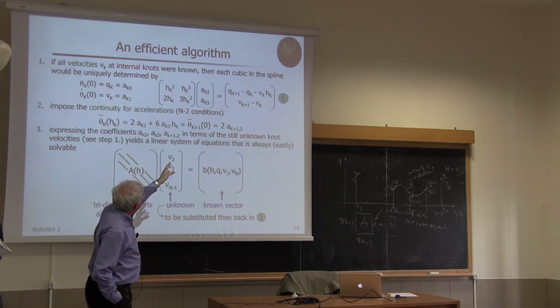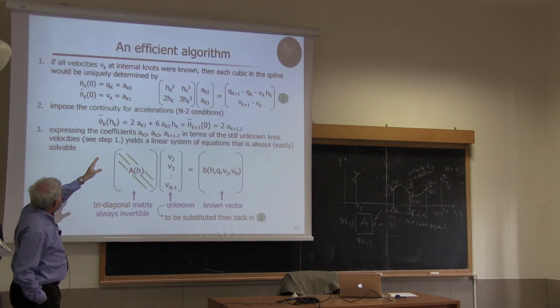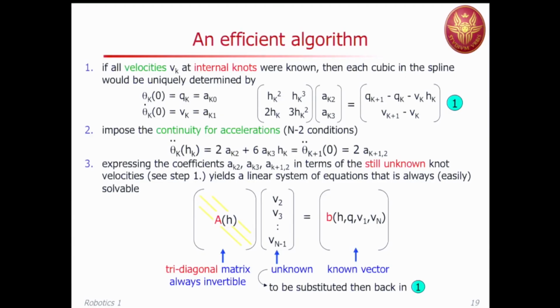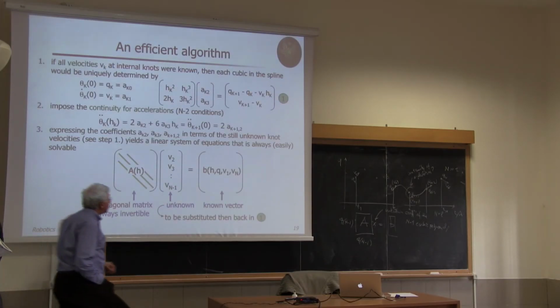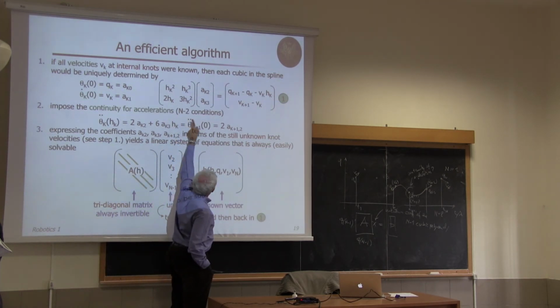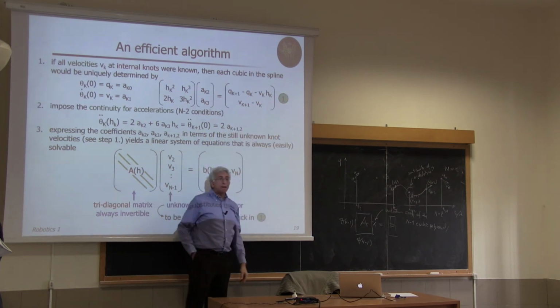And the other 2 conditions, so passing at time tau equal to hk through Qk plus 1 and having a velocity at tau equal to hk equal to Vk plus 1, can be organized in a 2x2 linear system with the other 2 unknowns, Ak2 and Ak3, so the 4 coefficients of the kth cubic. This is the matrix of coefficients, which depends only on the duration of the interval, and these are the 2 unknowns, and these are the data, brought to the right hand side.